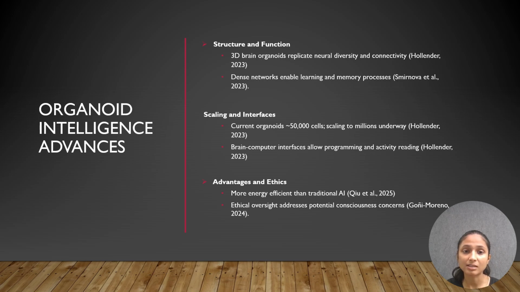Brain-computer interfaces enable two-way communication, allowing scientists to program organoid activity and read their responses. Compared to silicon-based AI, organoid intelligence offers superior energy efficiency and parallel information processing. However, ethical concerns, especially about possible organoid consciousness, are being carefully addressed through oversight and regulations. Let's now look at how these advances are applied in medicine and agriculture.